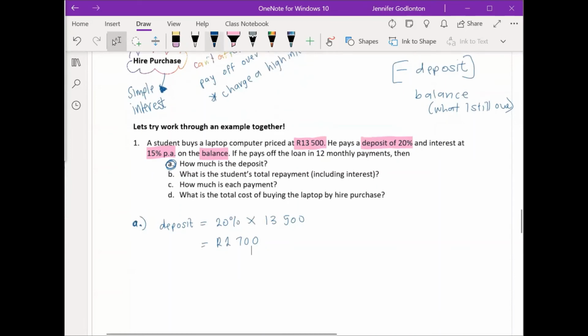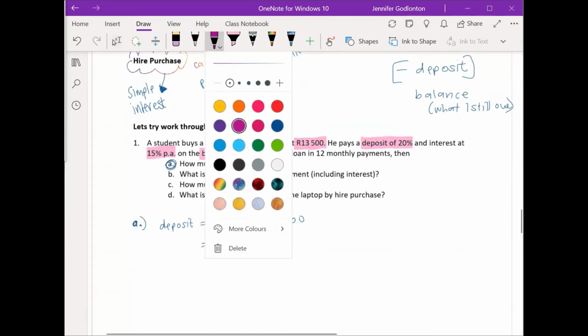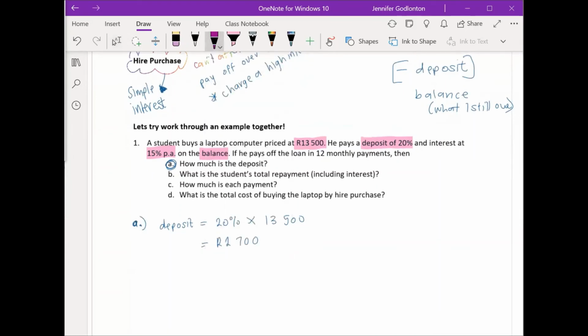Okay, so our deposit is 20% of the 13.5, which is 2,700 Rand. Cool. Done. Next, what is the student's total repayment, including interest? So this is where it gets a little bit nasty.